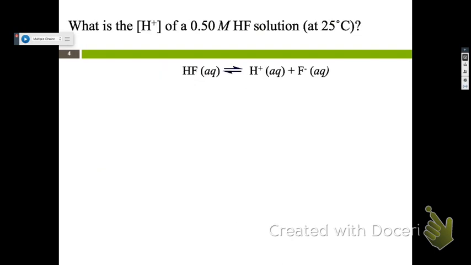All right, here we have a chemical reaction. I want you guys to determine what the equilibrium concentration is of H+ ions in this reaction. And I believe you need that.